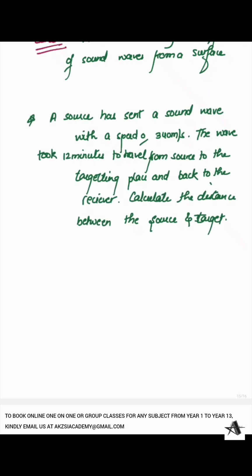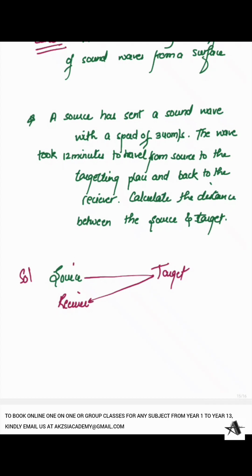See this question. It says a source has sent a sound wave with a speed of 340 meters per second. The wave took 12 minutes to travel from source to targeted place. Suppose this is the source and this is the target, and this is the receiver, which is just side by side. So the wave took 12 minutes to move from source to target and back from target to receiver. The total time taken is 12 minutes. Now you have to calculate the distance between source and target, only this.